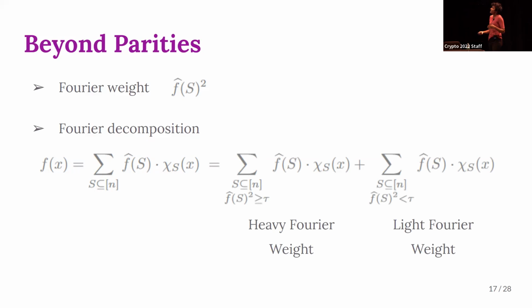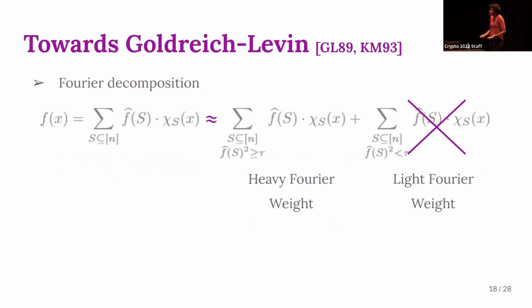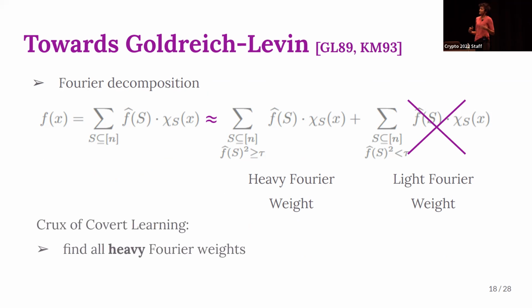And by dividing it up into these two groups, we can get a good approximation if we just drop all of the light Fourier weight terms, since the heavy weighted Fourier terms have a much larger influence on how the function behaves. And so now this is actually the crux of the covert learning algorithm, that we will find all heavy Fourier weights.